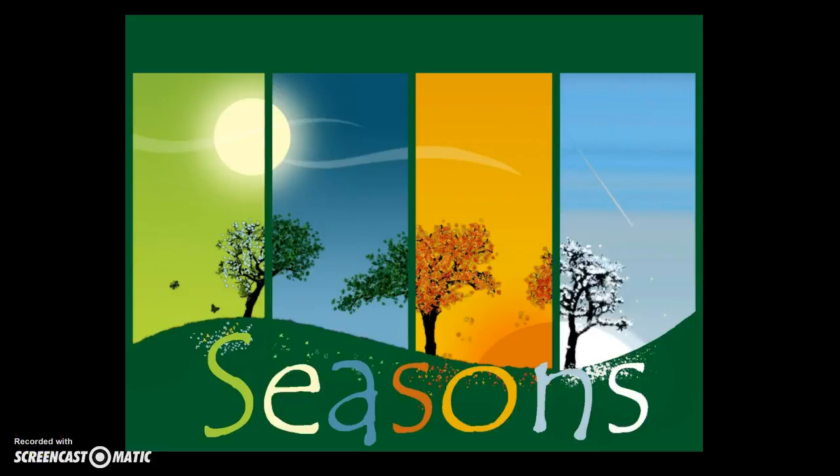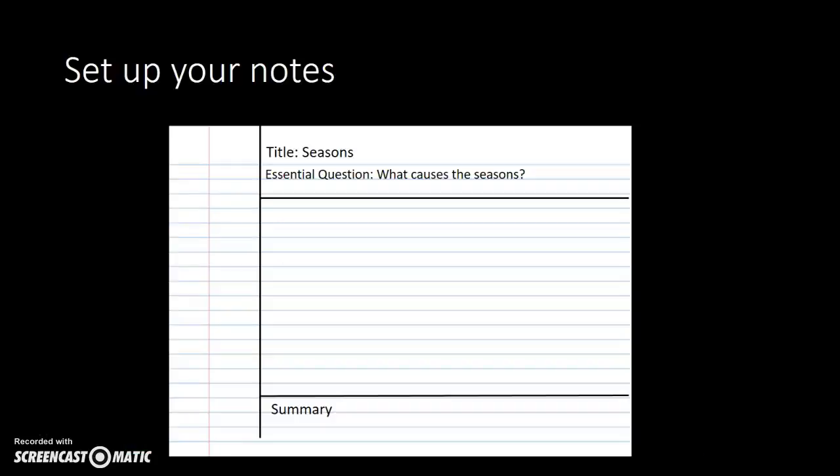Okay, so we're going to talk about how Earth moves through space and what causes the seasons. So first we want to set up our notes. Our title is Seasons, and our two essential questions are going to be how does Earth move through space and what causes the seasons. And remember, our main notes go in this section here, the big section. Our summary of the notes go at the bottom, and our questions that help us review the notes go on the left side here. I will be checking this on Wednesday.